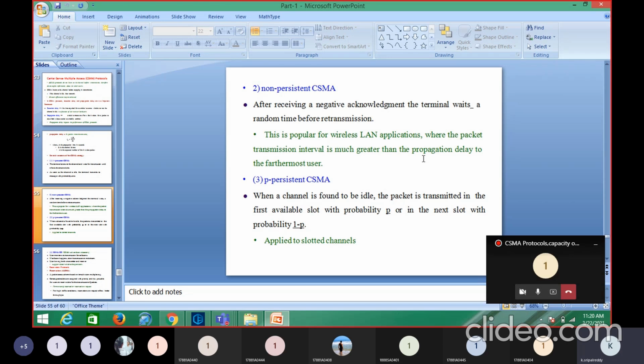So if it is getting any negative acknowledgement, it will wait for a random amount of time, and it will send the data again at the particular times.